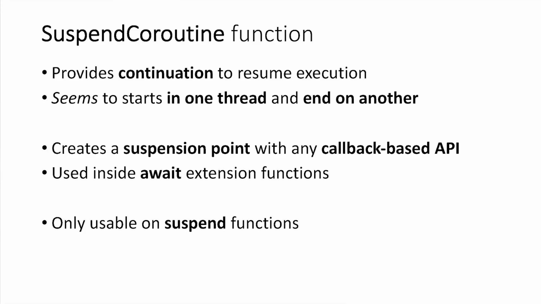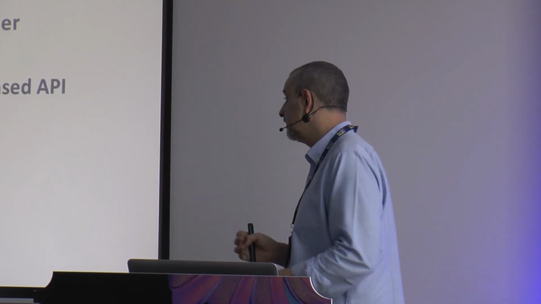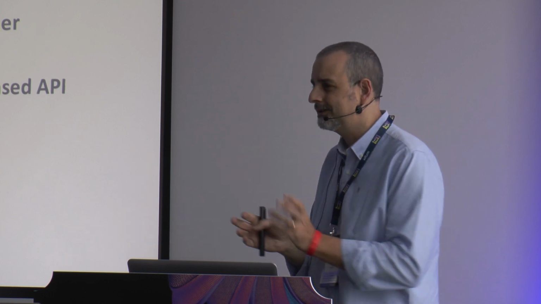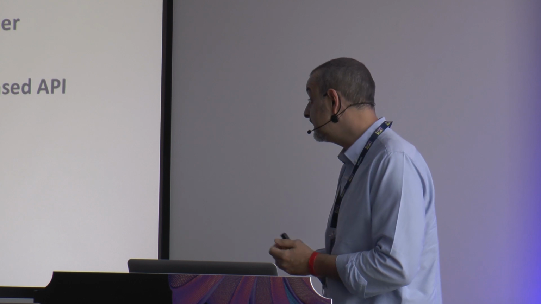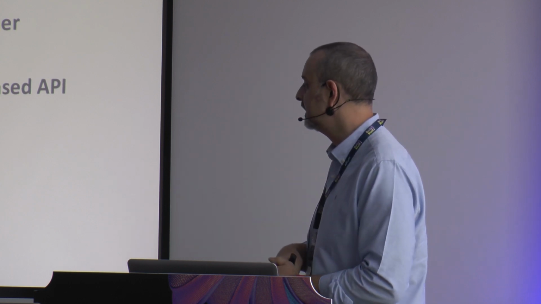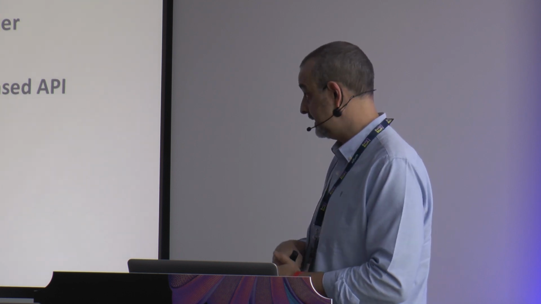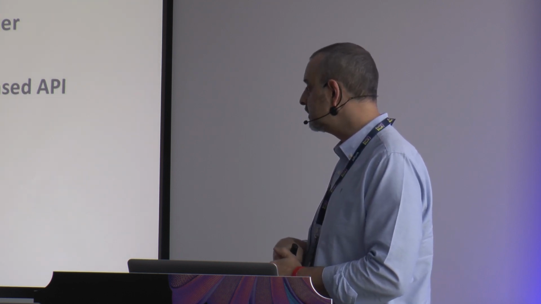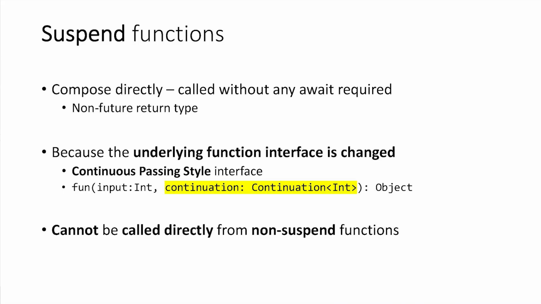So suspend coroutine function provides a continuation to resume execution, which seems to start in one thread and end on the other. It creates a suspension point using any callback-based API, so I'm not tied to a particular type of future. And typically, it is used inside await extension points. The only problem is that I can only use suspend coroutine inside suspend functions.